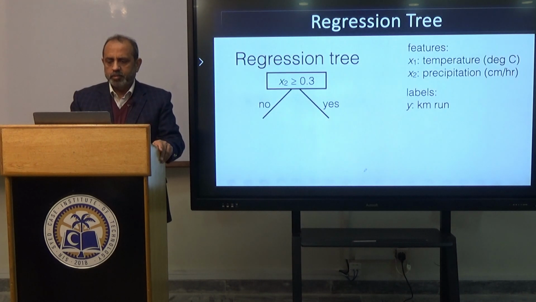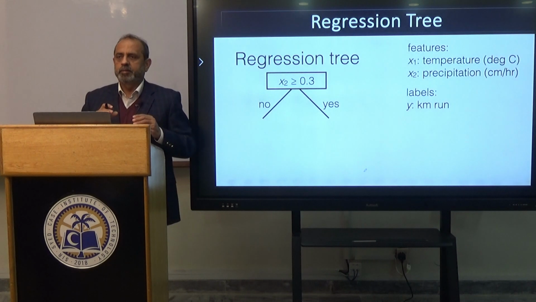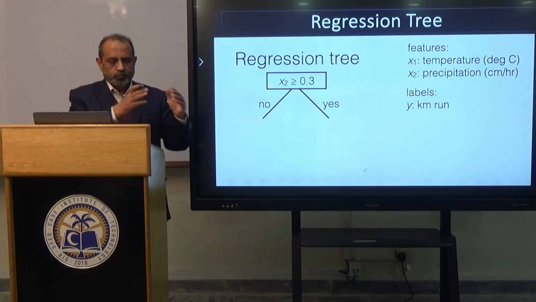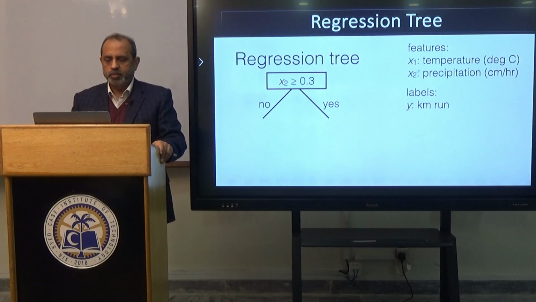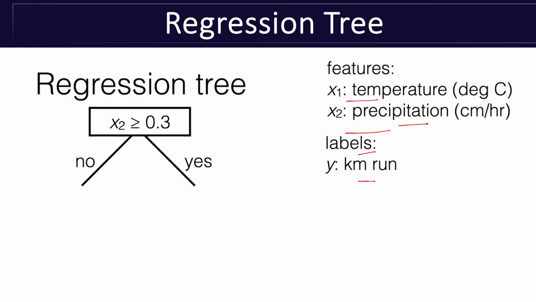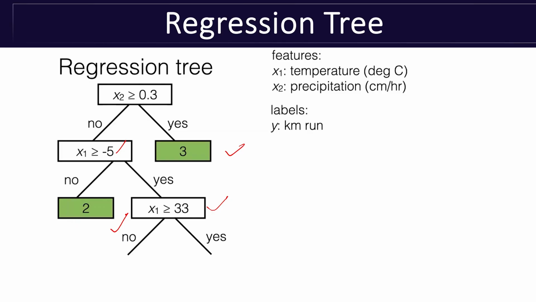So this can also be used for regression. Almost every machine learning algorithm can be used for regression as well as for classification, and it depends upon the data. Here, if temperature is this much and precipitation is this much, you run this many kilometers. So if x2, precipitation, is greater than 0 to 3, you run 3 kilometers. Otherwise you check temperature, you run 2 kilometers. Otherwise you check this, you run these many kilometers.